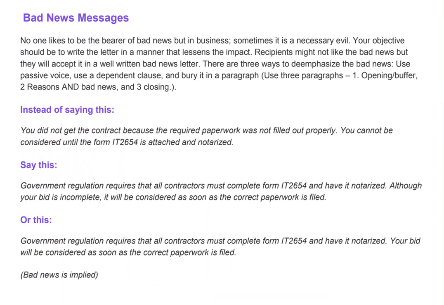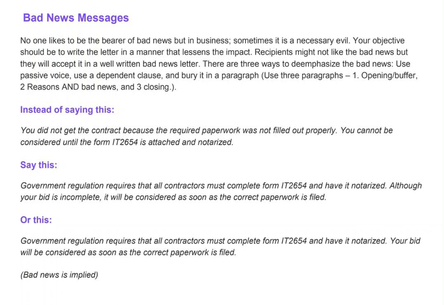If it's bad news we're giving, no one likes to give bad news, but sometimes it's a necessary evil. So you have to write the letter in the manner that lessens the impact. They may not like the bad news, but they can accept the bad news. And there are 3 different ways to de-emphasize bad news. One is to use passive voice. Instead of saying, I can't process your claim at this time, say your claim cannot be processed until such and such time. Use a dependent clause. Although your claim cannot be processed, it will be when you provide the correct documentation. And you can bury it in a paragraph.